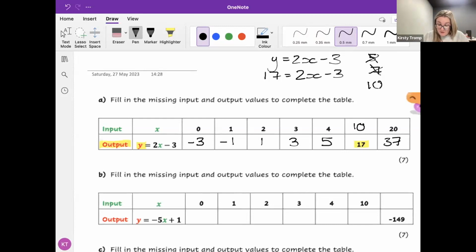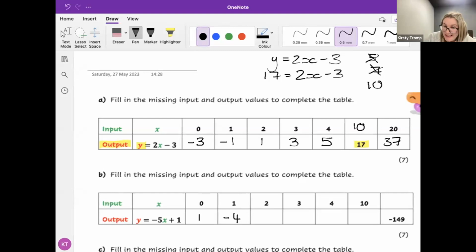So for B now, let's see if you got the right answers. First of all, they're telling me x is equal to 0. So negative 5 times 0 is 0, plus 1 gives me 1. Negative 5 times 1 is negative 5, and negative 5 plus 1 gives me negative 4.